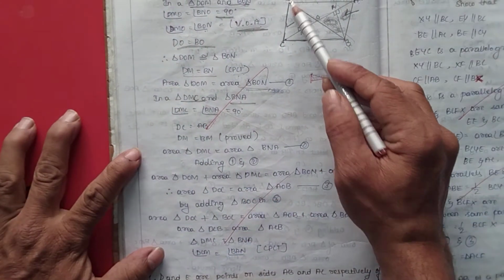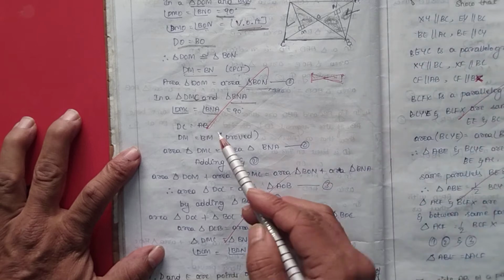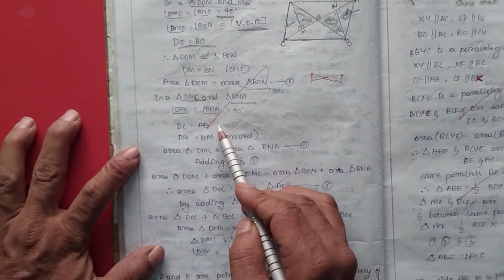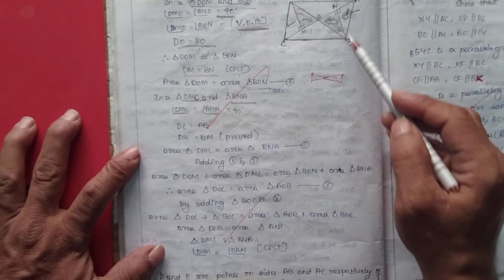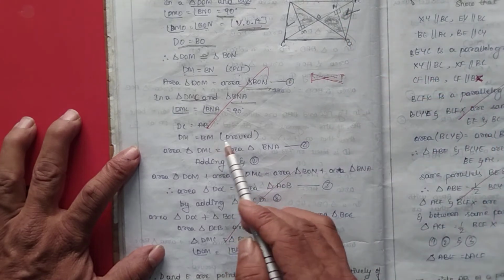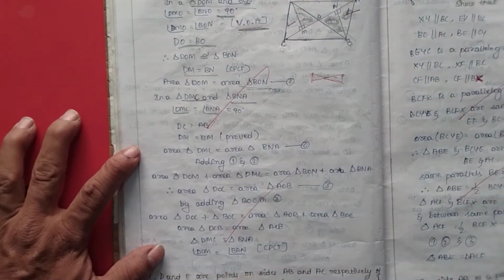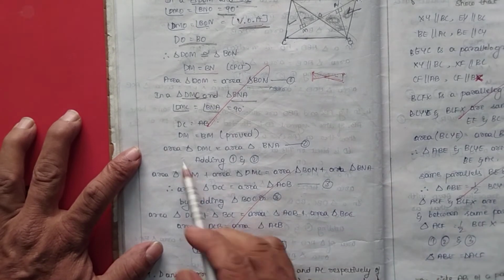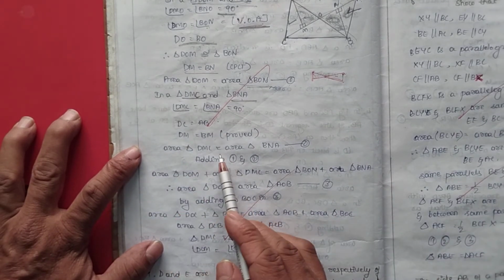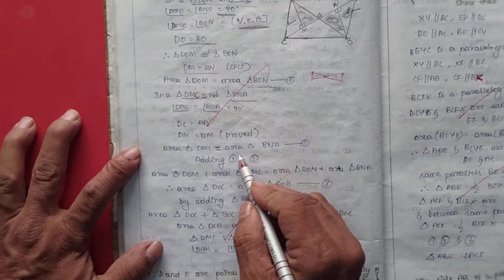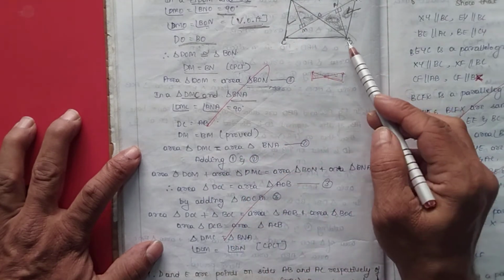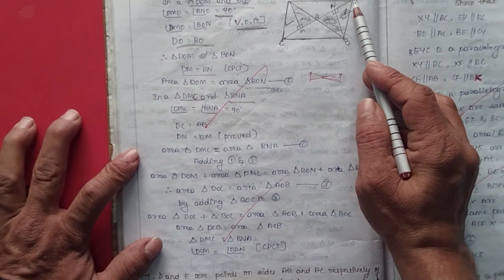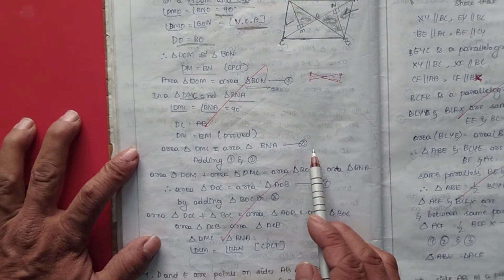And DC is equal to AB, and DM is equal to BN. Hence, the triangles are congruent. So area of triangle DMC is equal to area of triangle BNA. That is equation 2.